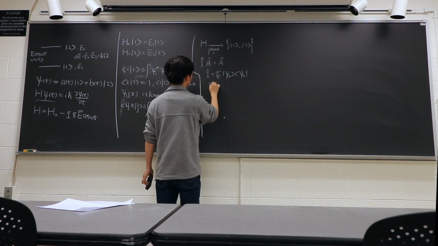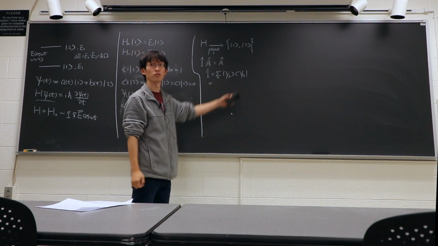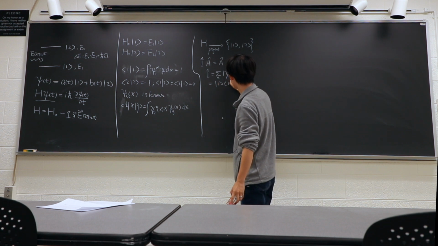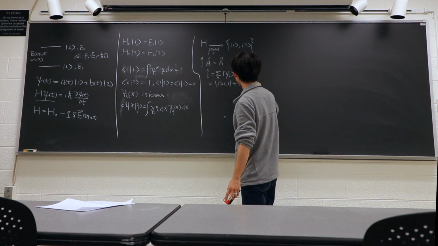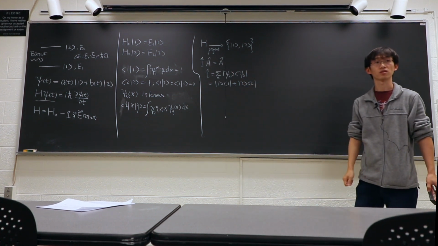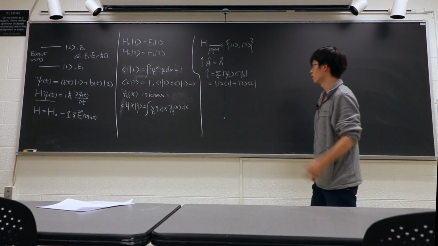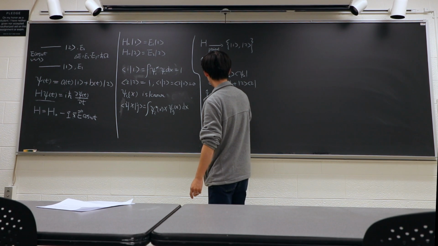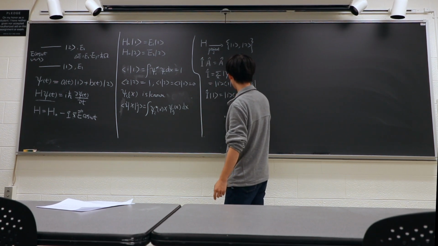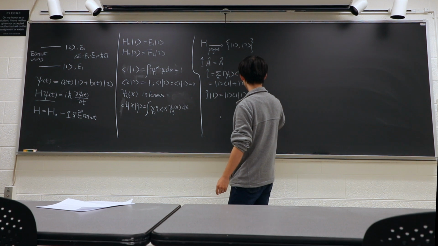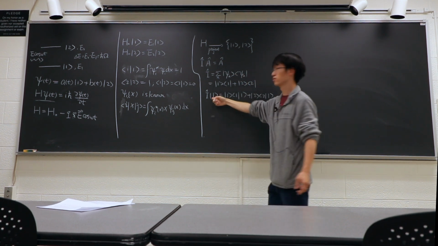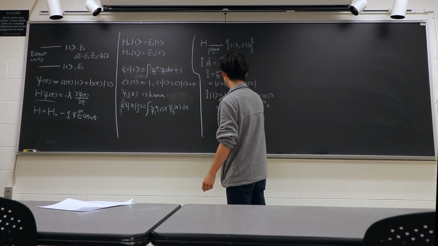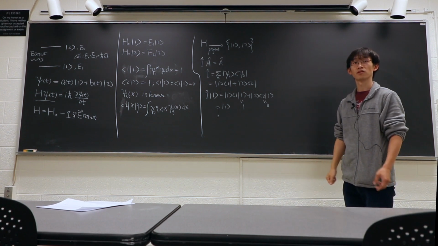And for our system, because our eigenvectors are |1> and |2>, we have |1><1| plus |2><2|. This is our identity matrix. If you don't believe it, you can give it a try: I times |1> equals |1><1|1> plus |2><2|1>. This is 0. This is 1. You get this. So this is the identity matrix.